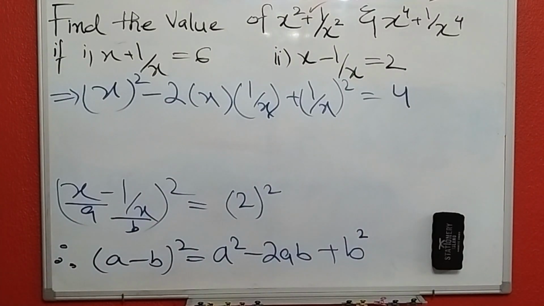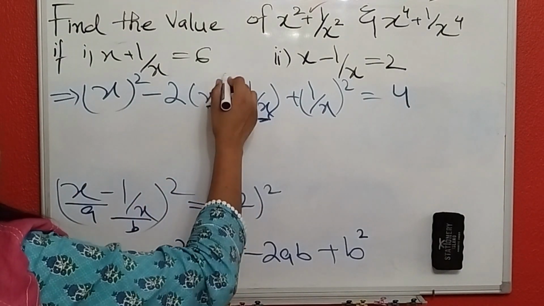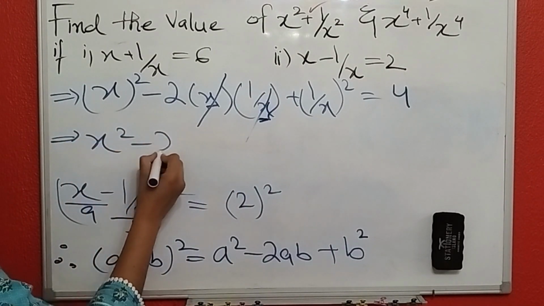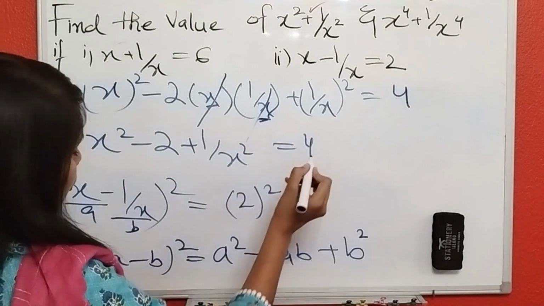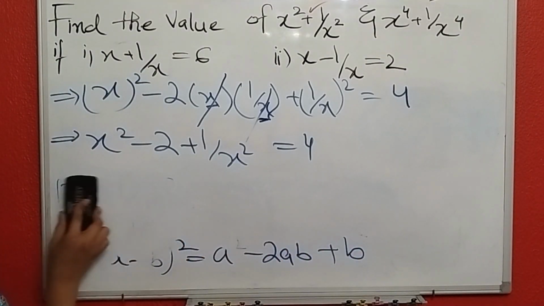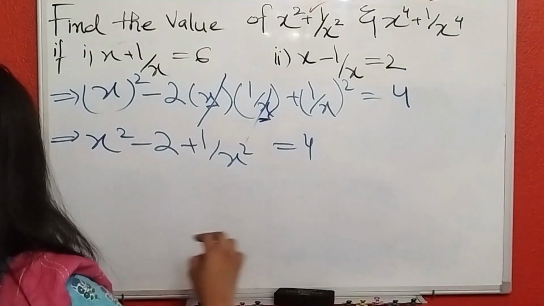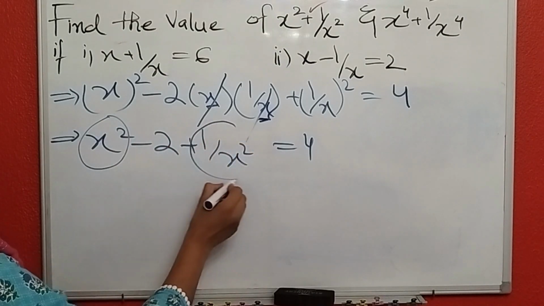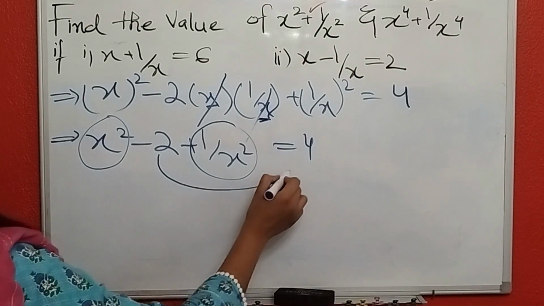Okay, now you can see here x is multiplying and here x is dividing, so I can easily cancel them. So what I have, x square minus 2 plus 1 over x square is equal to 4. Okay, for doing further steps, I am going to erase this part. Now, which value is extra here? I am going to shift this extra value here.